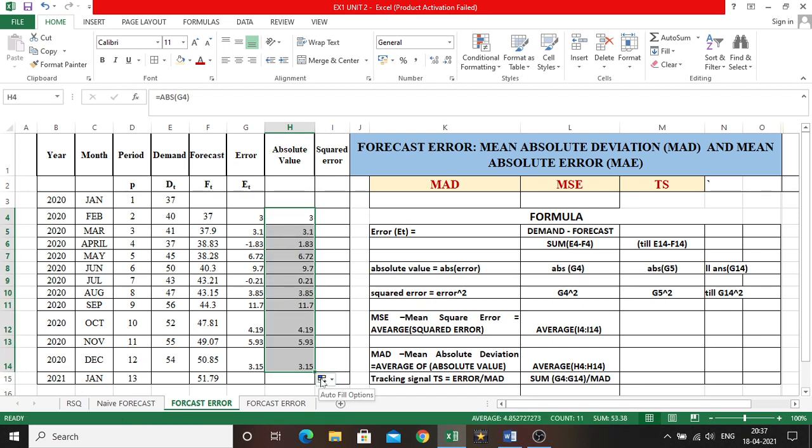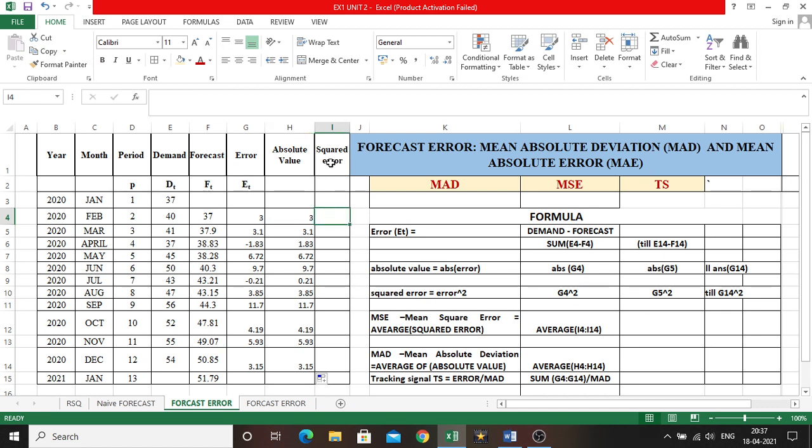Absolute value is nothing but it just ignores the plus or minus symbol and it gives all values to be considered as plus. So, for example, here the value is minus 1.83, but in absolute value it ignores the symbol and returns only the value. So, here also the value is minus 0.21. So, it ignores the symbol plus or minus, then it gives the absolute value 0.21. So, that is the absolute value.